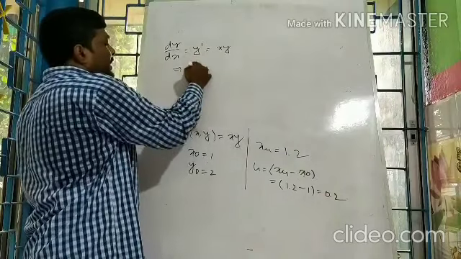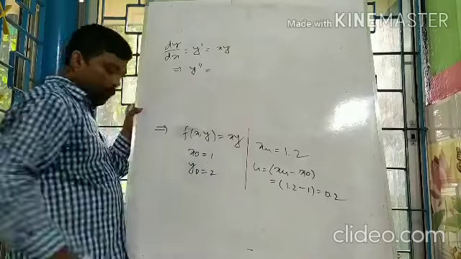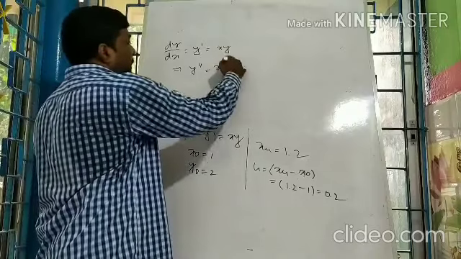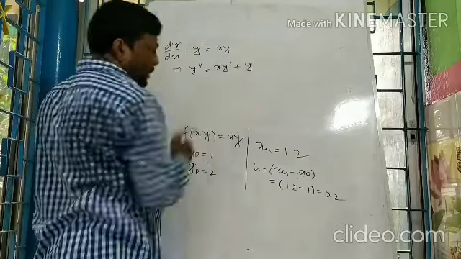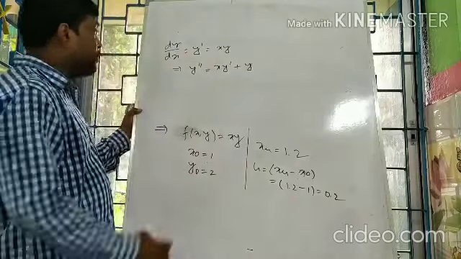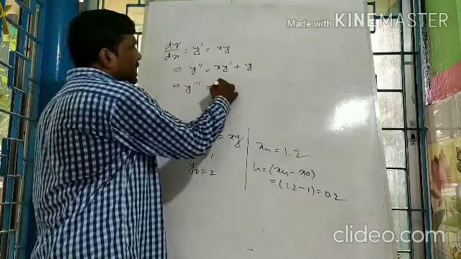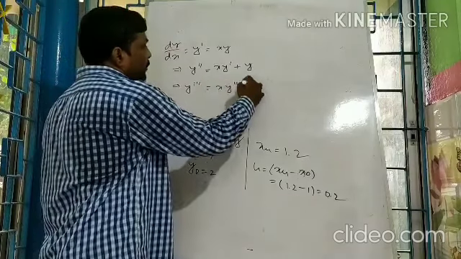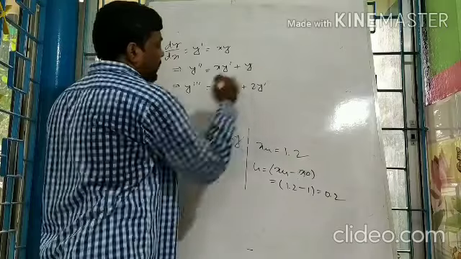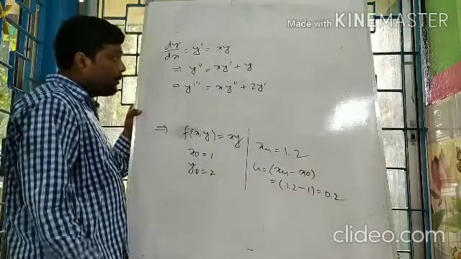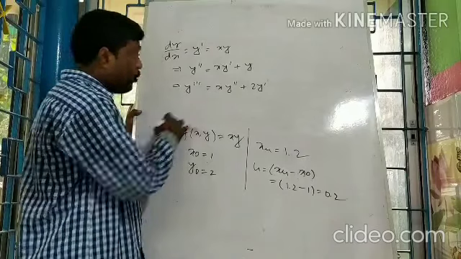So first calculate y double dash. Y double dash is xy dash plus y. Next, y triple dash, that is xy double dash plus y double dash, which gives xy double dash plus 2y dash.